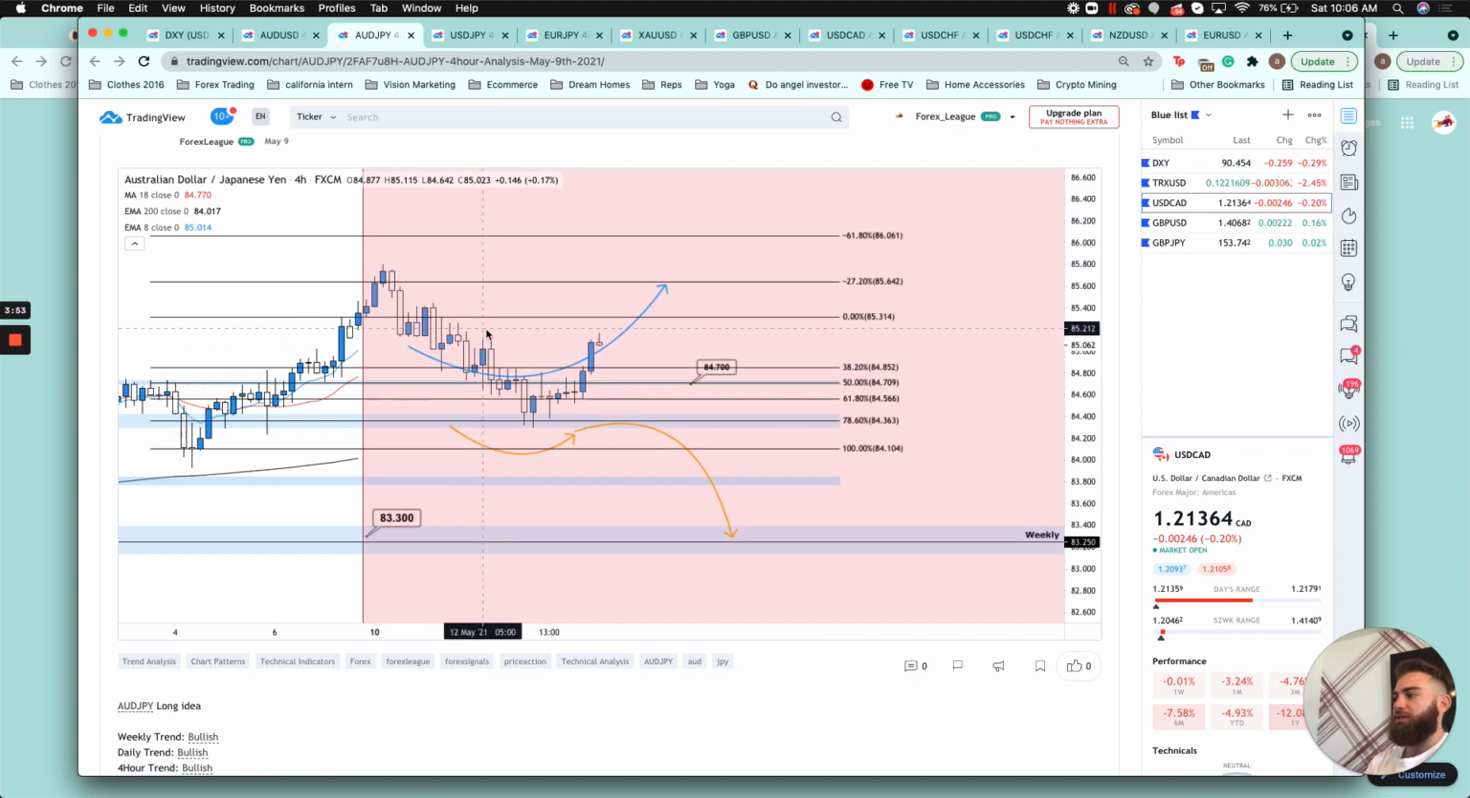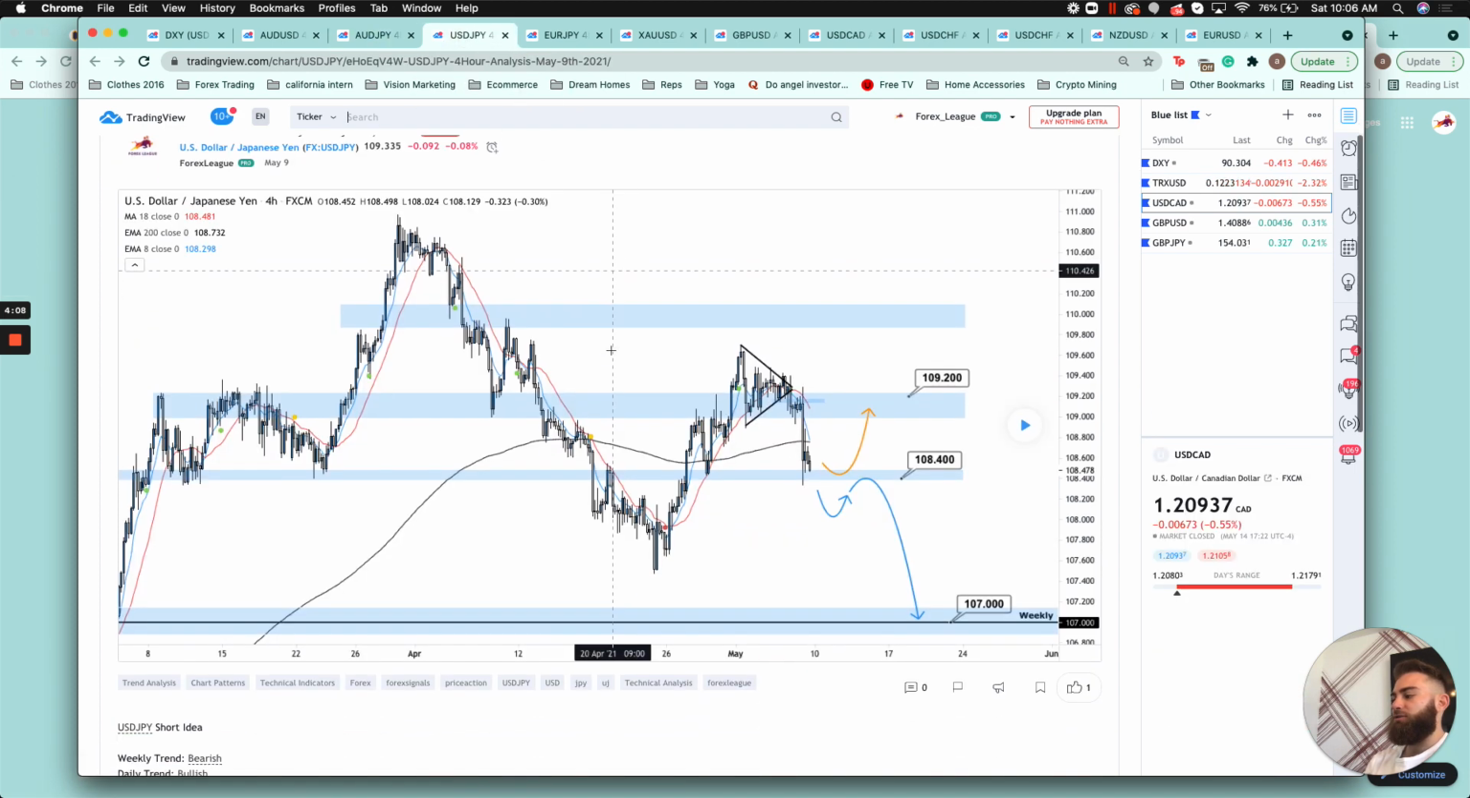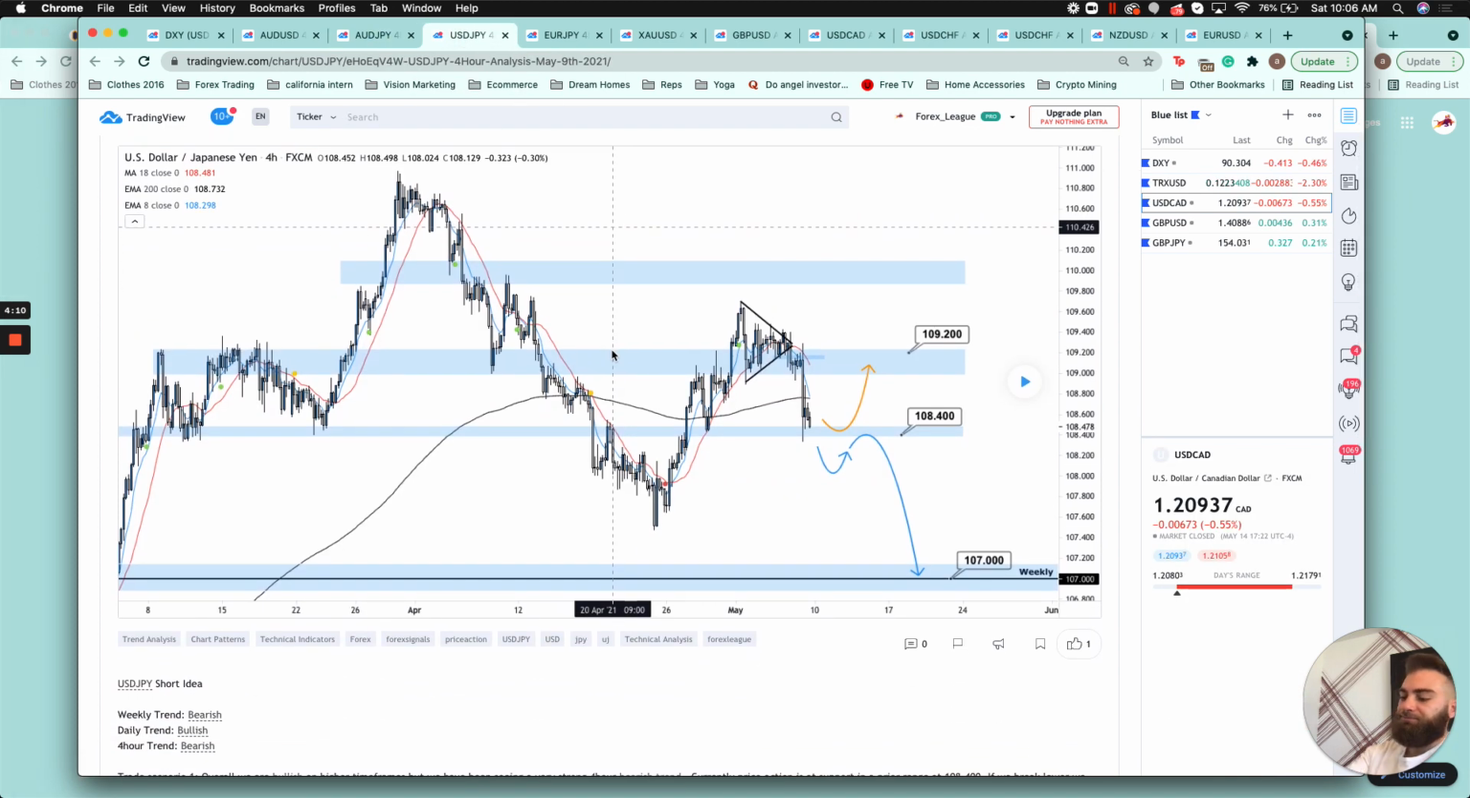breaking support, retesting as resistance, breaking support, retesting as resistance, all the way up until this area where we formed minor resistance and ultimately broke this level. So now this has broken into an uptrend again. So that's AUD/JPY. Let's go to USD/JPY next.